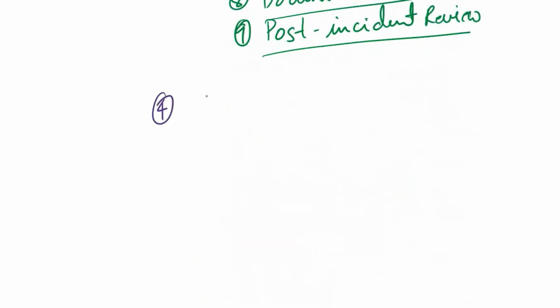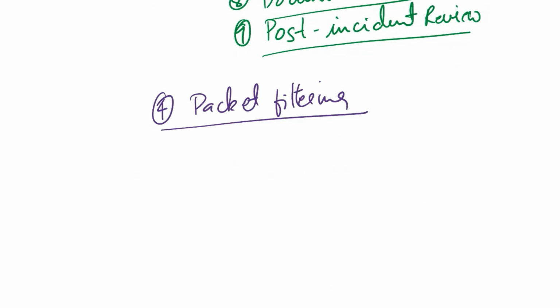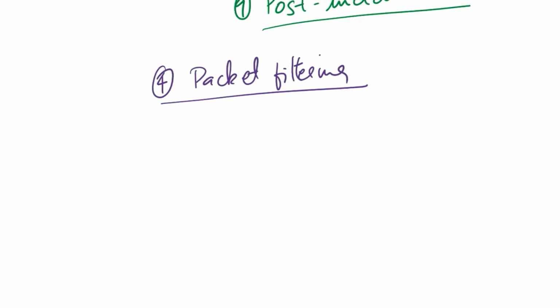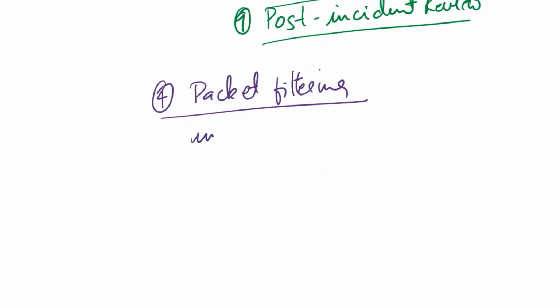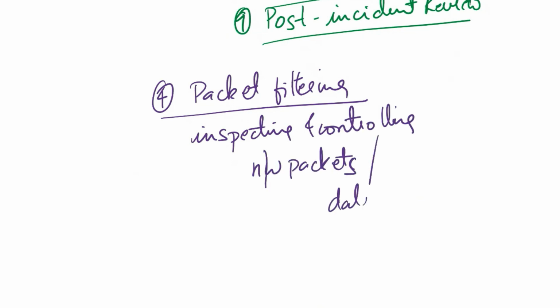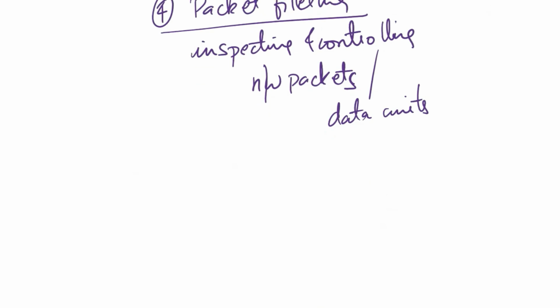Next question, explain the concept of packet filtering. We talked about this when we were talking about the firewall question. Let's see what this is in more depth. Packet filtering is a fundamental network security technique. It involves inspecting and controlling the flow of network packets or data units based on a set of predefined rules or criteria.